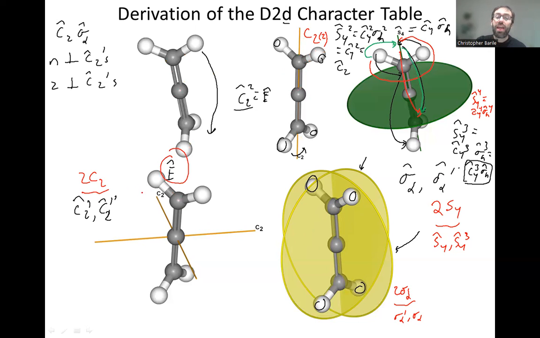So actually we have 8 operations, and we're going to group them into 1, 2, 3, 4, 5 classes. So now we can go to a blank page here, and we can draw out the skeleton of our character table. We always put on the top left D2d, the point group of the character table we're deriving. And we start off by convention just with the identity operation. And I'm dropping the hat notation because we are talking about classes.